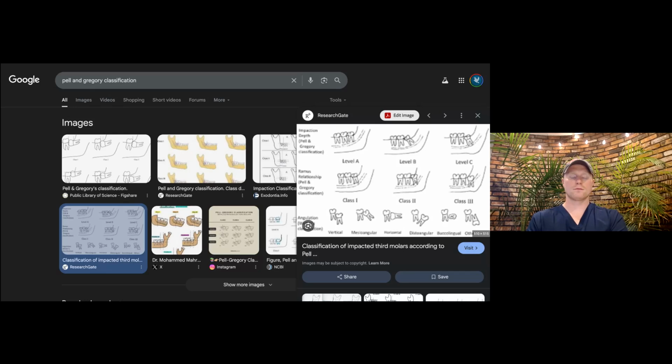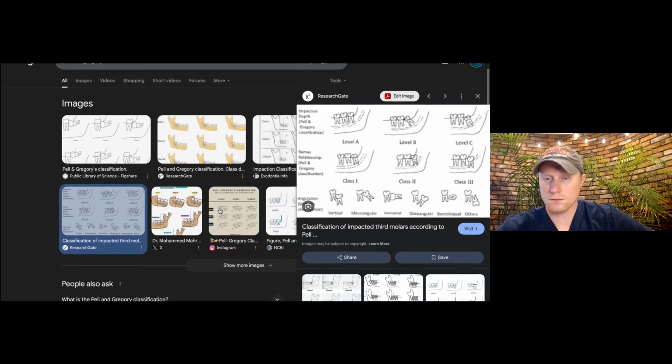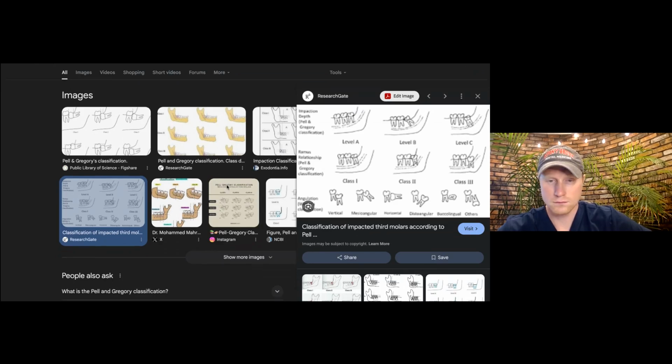1. Classify the right mesioangular mandibular third molar using Pell and Gregory, class and position. 2. Classify the left horizontal mandibular third molar using Pell and Gregory, class and position. 3. Classify both using Winter's system.